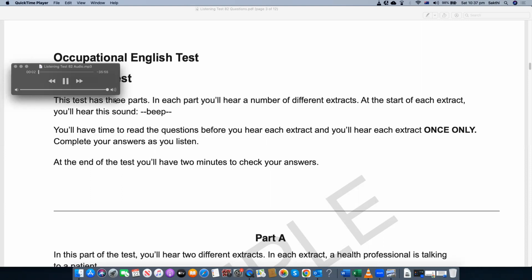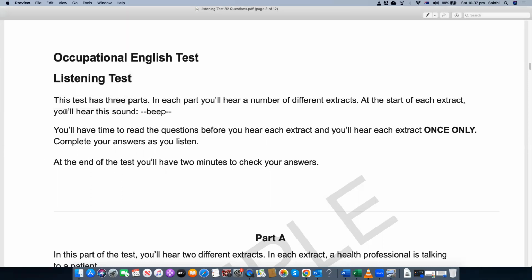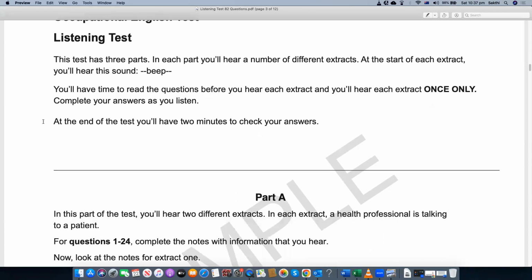Occupational English Test. Listening Test. This test has 3 parts. In each part, you'll hear a number of different extracts. At the start of each extract, you'll hear this sound. You'll have time to read the questions before you hear each extract, and you'll hear each extract once only. Complete your answers as you listen. At the end of the test, you'll have 2 minutes to check your answers.